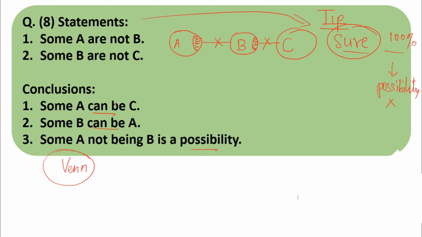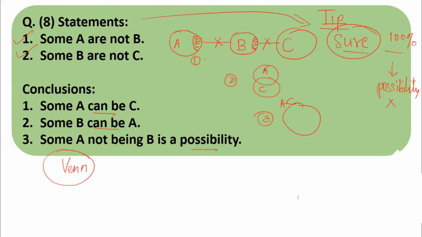Conclusion: Some A can be C. Relation between A and C, do we know? Absolutely not. In these two statements A and C relation is not given. So in this diagram, C can be away from A, just like in the last sum, or A and C can be partly connected, or A and C can be fully connected. So this is one possible diagram, this is the second, this is the third, right?